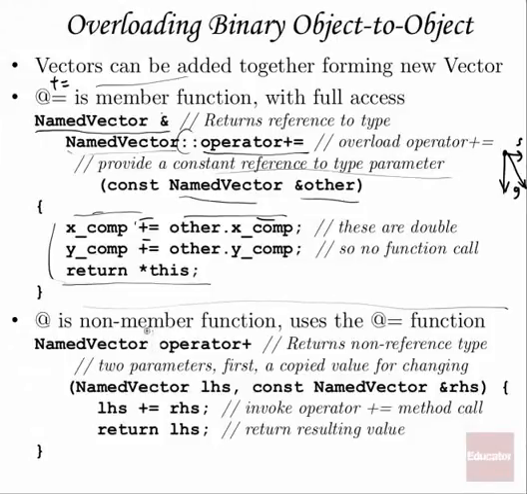Now we have two parameters here. Since this is a non-member, we have to declare the left side and the right side. When it's a member, this is the left side and other, your parameter, is the right side. But since it's outside of the class, we have to do the left-hand side and the right-hand side. Now the right-hand side, we're still promising not to change it. So it's a constant and it's a reference to the right-hand side. But the left-hand side, we're not promising not to change it, and we're calling it by value.